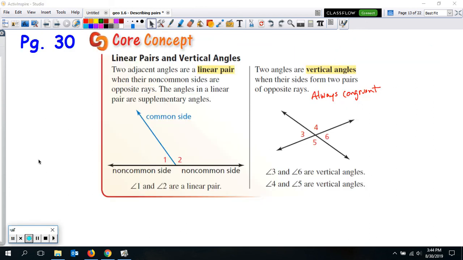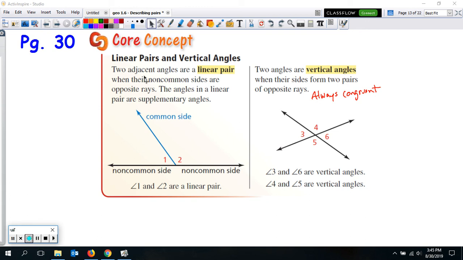All right, so on page 30, our core concept here has linear pairs and vertical angles. On that beginning video song, they were calling these adjacent angles and opposite angles. I don't usually like that so much because adjacent angles can be adjacent and complementary, or adjacent and supplementary. A linear pair, however, is adjacent angles that are always supplementary. That's what it really is. So what a linear pair is, and again, highlight for your vocabulary.